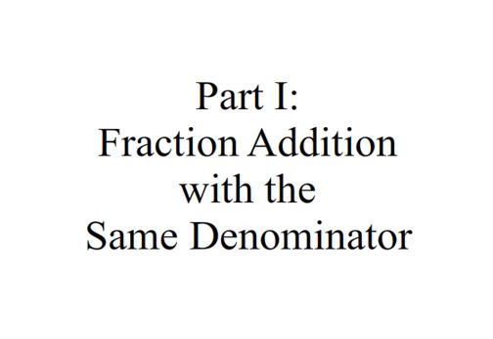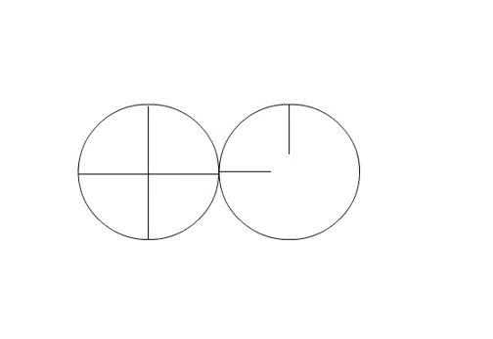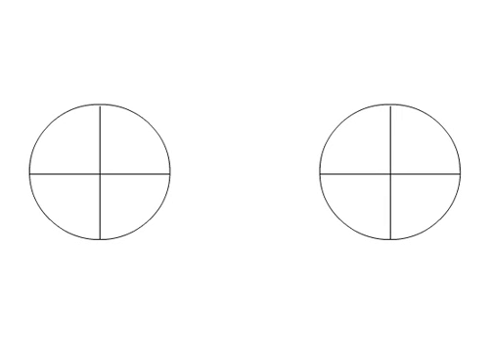Part 1. Fraction addition with the same denominator. A fraction can be thought of in two different ways. The first way is as one thing divided into portions. The second way is as multiple things divided into portions. We have to use both ways of thinking of fractions to understand how to add them.